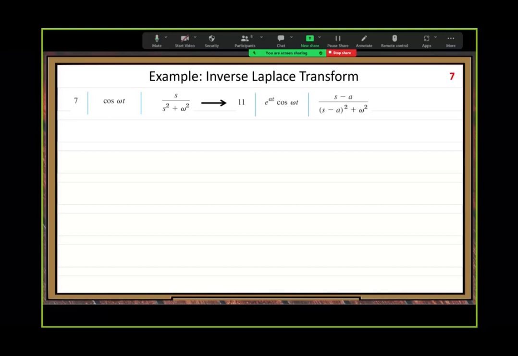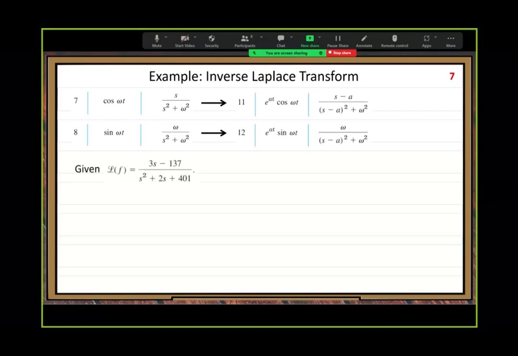This formula shows you the first shifting theorem. Number 11, we just multiply that e function to cosine. So here you can see we just do a shift operation on the Laplace transform of that cosine. Very convenient. Another for sine: multiply this e term, and we do the shift operation on s. Very easy.